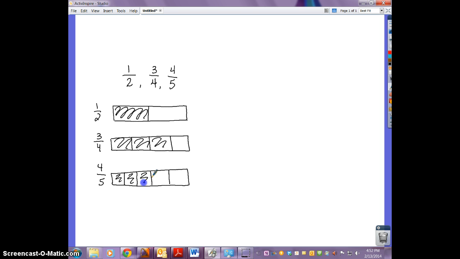1, 2, 3, 4. Now, if we want to determine which of these fractions represents the greatest value versus the least value, it's kind of hard to do that because they're in all different sized pieces. So when we're finding the common denominator, what we're looking for is how many pieces we need to put each fraction into so that they are even pieces that we can compare.